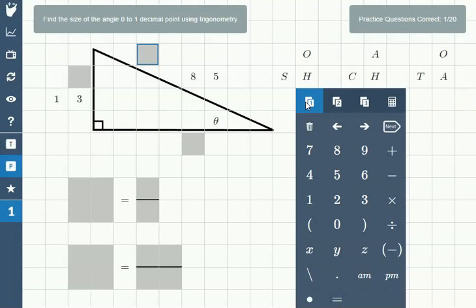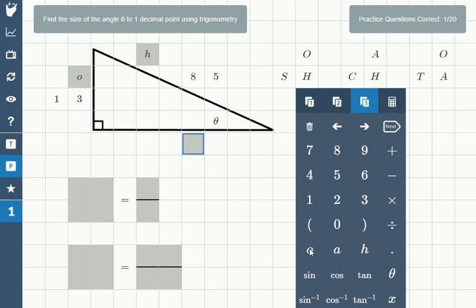To answer this question, we need to find the size of the missing angle in our triangle, theta. Our first step in this and all trigonometry problems is to label the sides of our triangle. So if we pop over to the third tab, we can put an H in the first box because that's the hypotenuse, the longest side of our triangle, and also it's opposite to the right angle in the triangle.